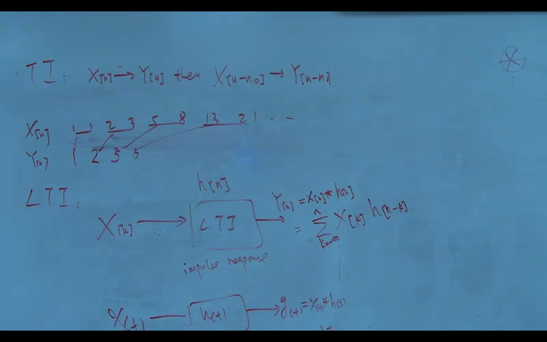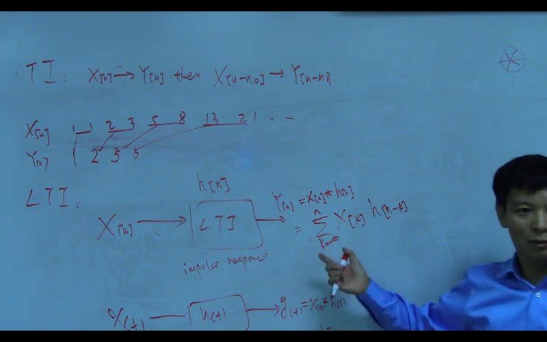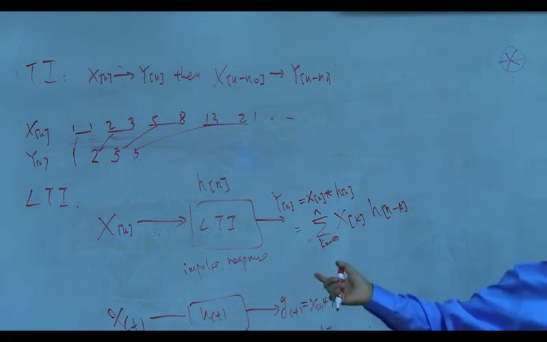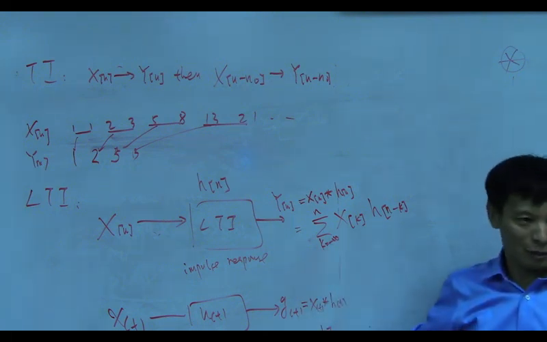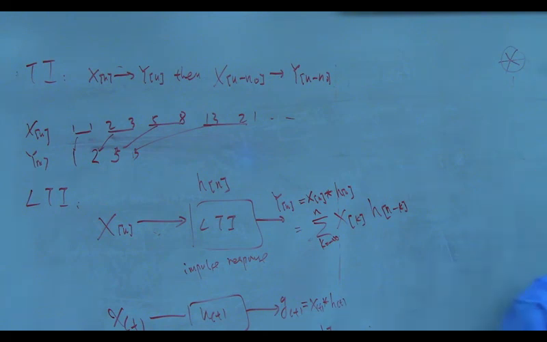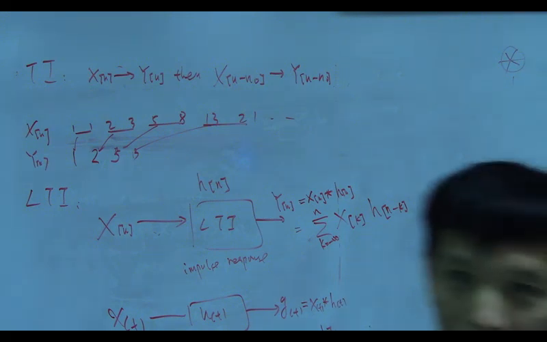Next time we are going to do examples of how to do this. Good news is this one is much easier than the continuous one, because we like multiplication and summation instead of integration. So next time we are going to use examples to show how to do discrete time convolution. Okay, thanks.